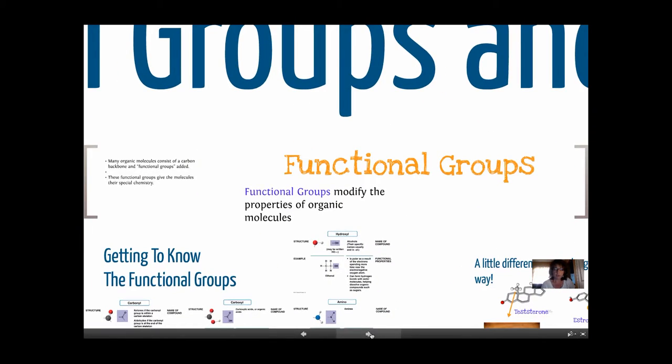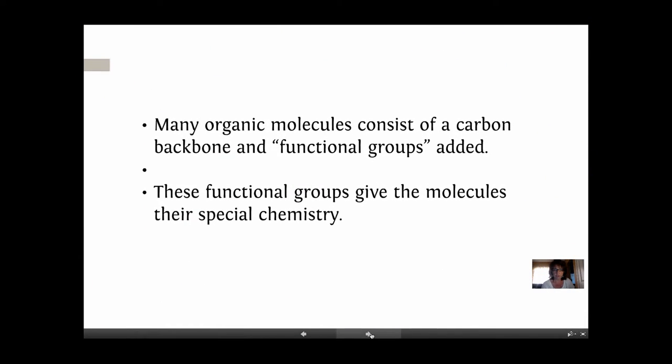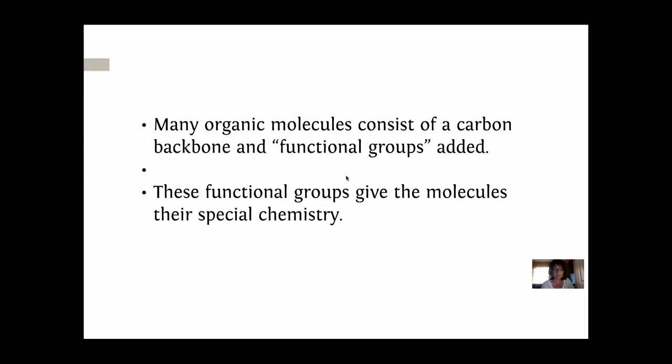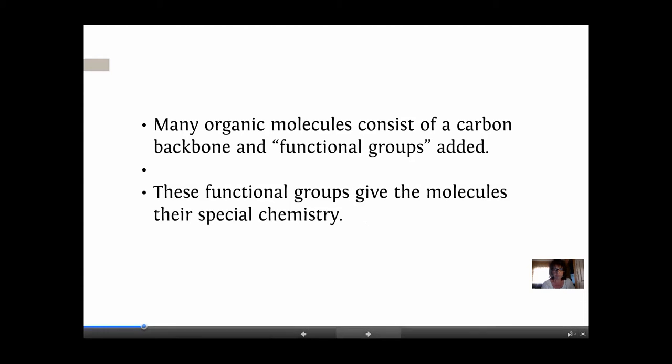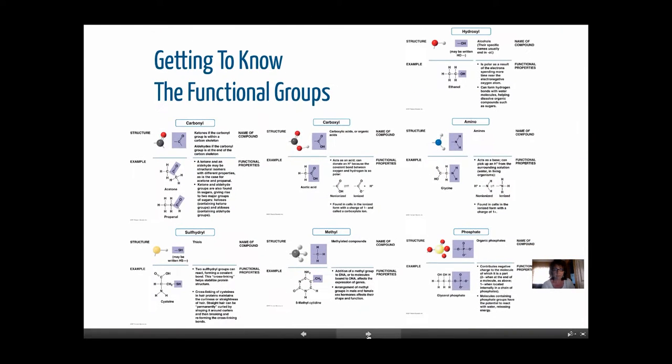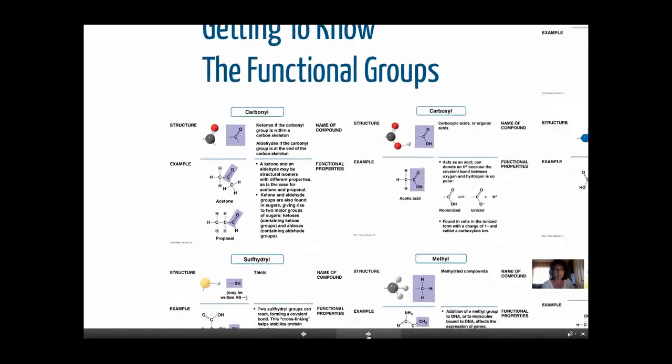So we can grow these carbon chains, and they do have different properties based on their length and the position of bonds, but we can really change the chemistry of a molecule by adding functional groups. So we're going to define some functional groups in a minute, and you are responsible for knowing all of them. These different functional groups can give molecules some special chemistry. This is the list of 7 functional groups I need you to remember. And we'll go through them one by one.